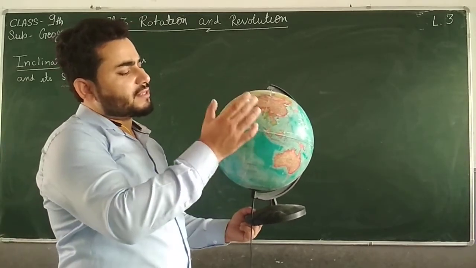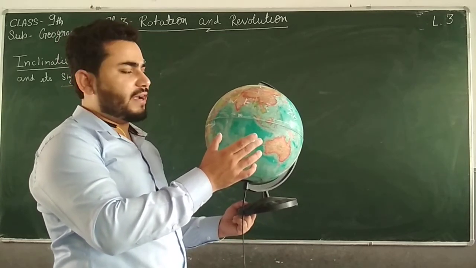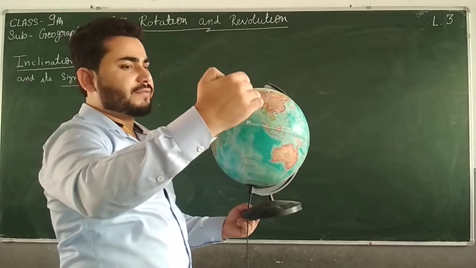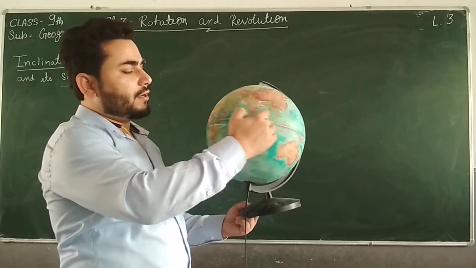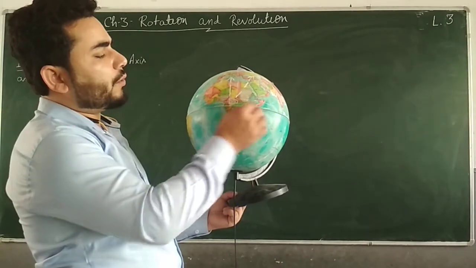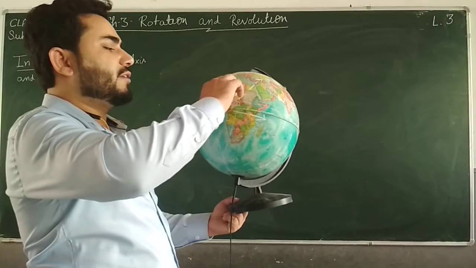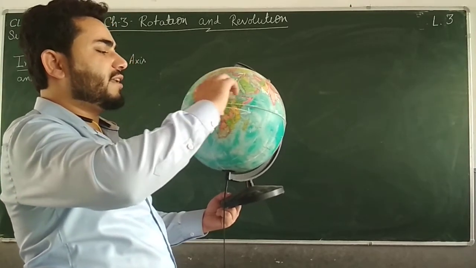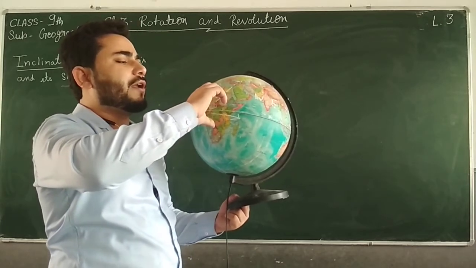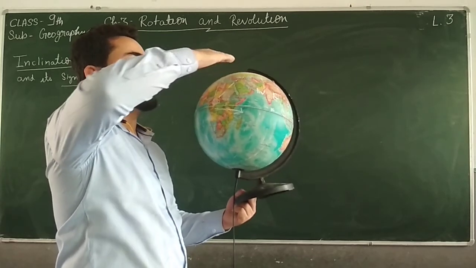So as the axis of the earth would be straight, or 90-degree, or perpendicular to the plane, what will happen? The sun rays will fall directly on this line, on the equator, and this region around the equator will become very warm, very hot, and will receive the sunlight in the same fashion throughout the year, and hence it will become very hot, and these regions will receive sunlight.